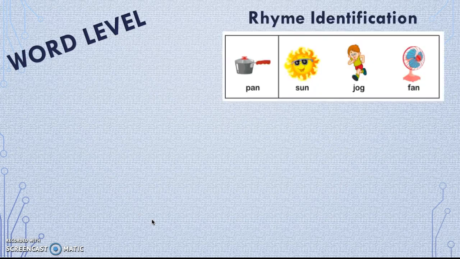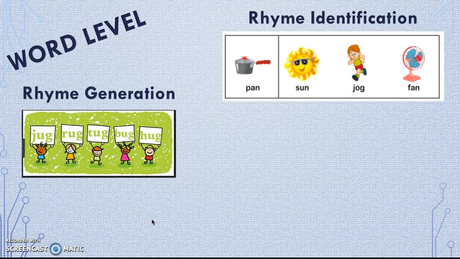Identifying rhyme is another skill at word level. Giving children 3 words, such as pig, fig, and fog, and getting them to identify the 2 that rhyme is one activity. It's important to have the 2 rhyming words in different places when you do this, as it's much easier to hear the rhyme when the 2 rhyming words are next to each other than when they're separated by another word. An alternative is to give the children 3 words and ask them to identify the one that doesn't rhyme.